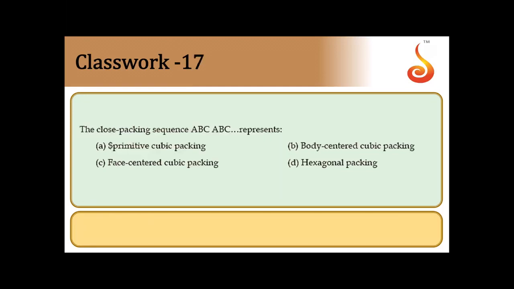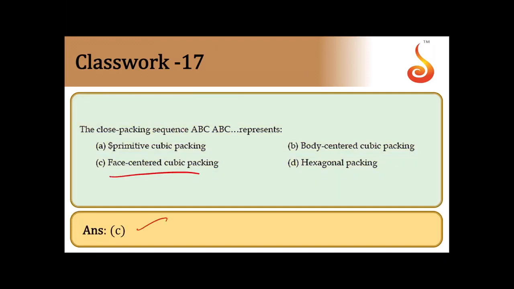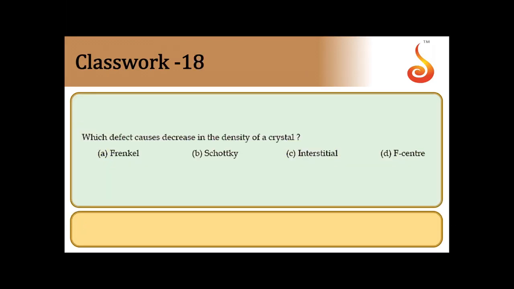Next one, 17th one. A closed packing sequence ABC, ABC represents which structure? AB represents hexagonal closed packing. ABC represents face-centered cubic structure, not hexagonal. The hexagonal structure will be AB packing. So the answer is option C, ABC. And 18th one.